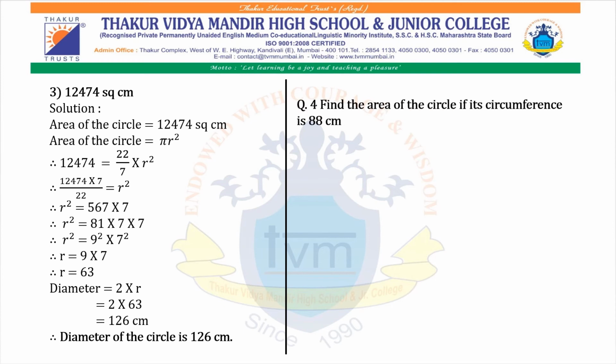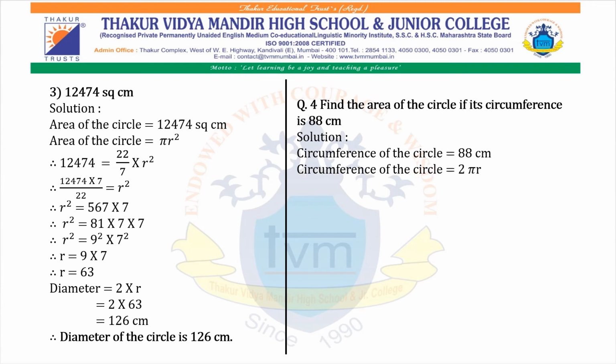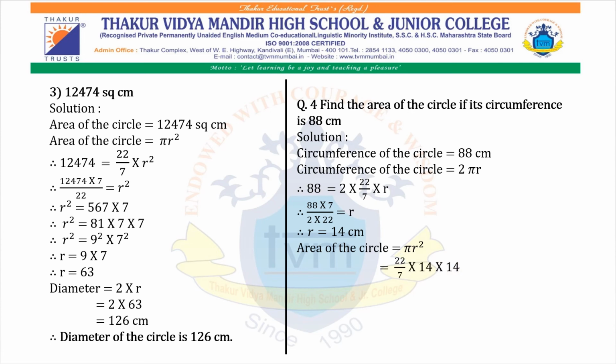Question 4. Find the area of the circle if its circumference is 88 centimeters. Let's see the solution. Circumference of the circle is 88 centimeters. So the formula is 2 pi r. Let's substitute the values. 88 is equal to 2 into 22 upon 7 into r. So 88 into 7 upon 2 into 22 is equal to r. Therefore r is equal to 14 centimeters. Here area of circle is pi r square, which is equal to 22 upon 7 into 14 into 14. That is 22 into 2 into 14. That is 616 square centimeters. Therefore, area of the circle is 616 square centimeters.